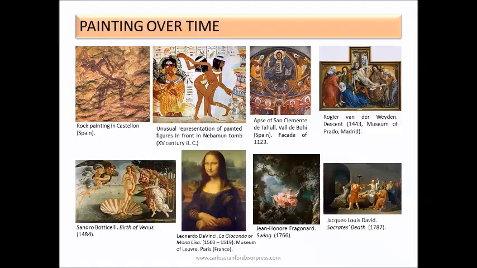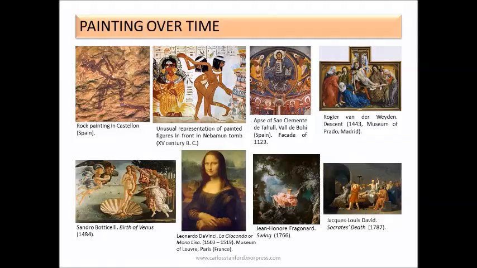Well, what you see below are images of some of the most significant artworks in history. At top left of this slide is the image of this rock painting that is located in Castellon Caves in Spain. The image below is an unusual representation of painted figures in front in Nebamun tomb, dating from 15th century BC. At the early medieval period, when church had ultimate power, was painted in this facade in 1123, the Apse of San Clemente de Taull, Val de Boí in Spain.